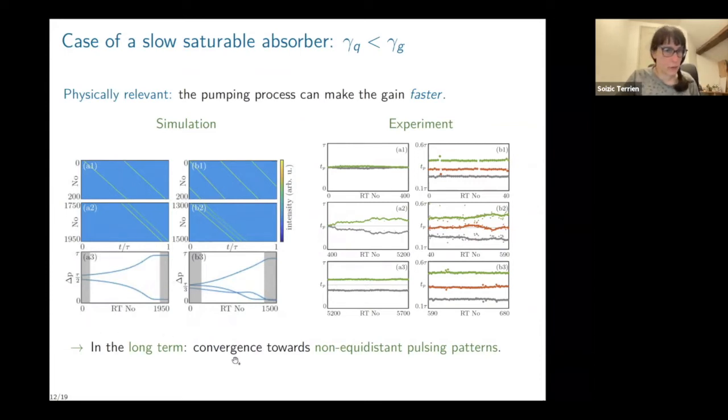And again, this appears quite clearly when we represent the interpulse timings with respect to the number of round trips. And in an experiment, we actually observe similar dynamics. Here we represent only the evolution of the interpulse timing between 0 and 1 delay tau with respect to the number of round trips. Here is what we see for two almost equidistant pulses in the beginning. After a larger number of round trips, the two pulses move away from each other, and in the end we stabilize on a configuration with two non-equidistant pulses. The same thing happens for three pulses in the cavity. So here, conversely to the previous case, in the long term we have a convergence towards non-equidistant pulsing patterns in the feedback cavity.